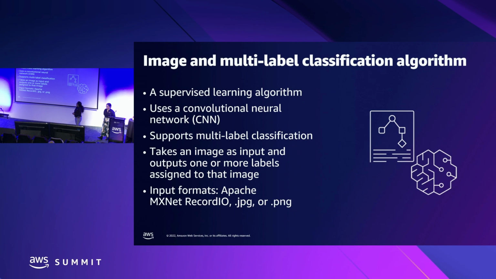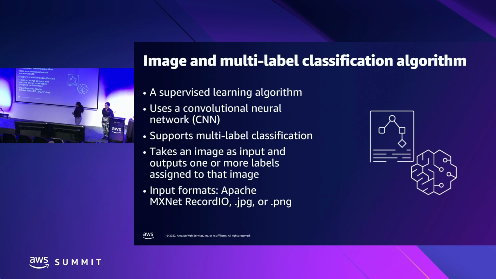So let's take a closer look at the algorithm. It uses supervised machine learning, which means that you need to know the class of the image beforehand, the target label of the image beforehand. It uses a convolutional neural network, the ResNet, and therefore it enables you to either train your model from scratch or use transfer learning for training as well. This algorithm essentially takes an image as input, and it outputs one or more labels assigned to that image. In our use case, we were interested in a single label output, but it also supports multi-label classification as well.